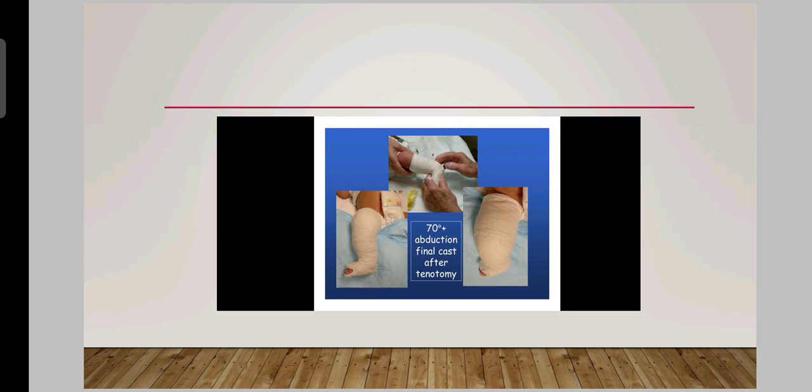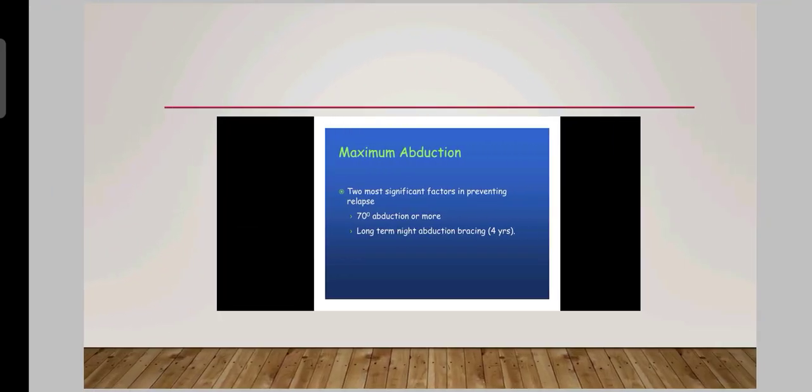Generally other casts we change weekly, and this final cast should be for 3 weeks, and after removing the final cast we go for bracing or foot abduction dressing. The two most significant factors in preventing relapse are 70-degree abduction or more and long-term night abduction bracing, for 4 years. And when the child starts walking, we go for CTEV shoes for the day also.